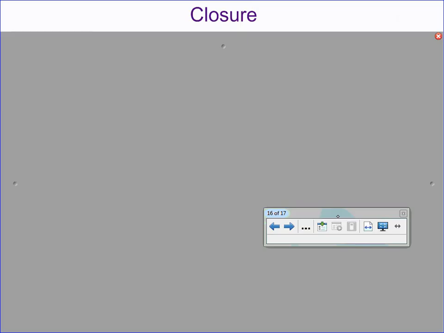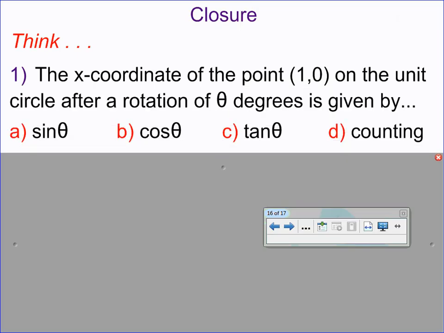Let's close it up for the day. The x coordinate of the point (1, 0), don't say it out loud, just circle a response, and then we're going to share with the class. The x coordinate of the point (1, 0) on the unit circle after rotation of theta degrees is given by A, sine of theta, B, cosine of theta, C, tangent of theta, D, counting.